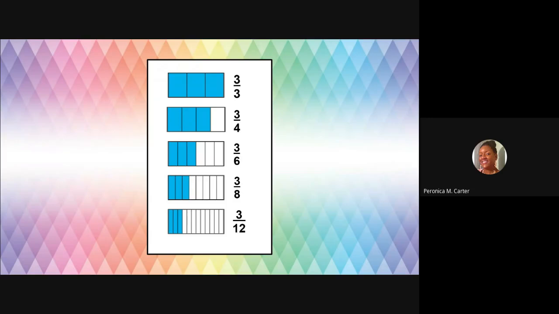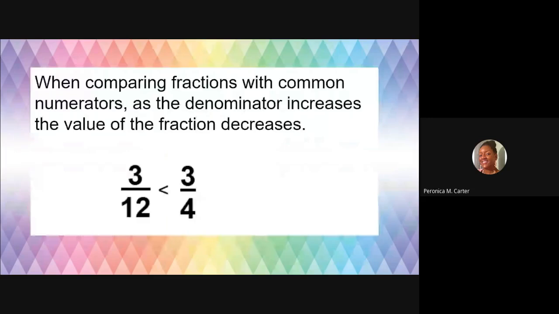Let's formalize this. When comparing fractions with common numerators, as the denominator increases, the value of the fraction decreases. Therefore, if we're talking about 3 out of 12 pieces of the same portion as 3 out of 4 pieces of the same area, we're talking about 3/12 being smaller than 3/4. 3/4 is almost a whole, but 3/12 is a small portion. So let's put this on the number line and see what it looks like.